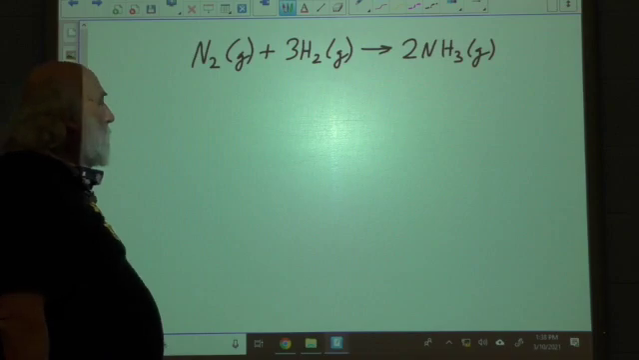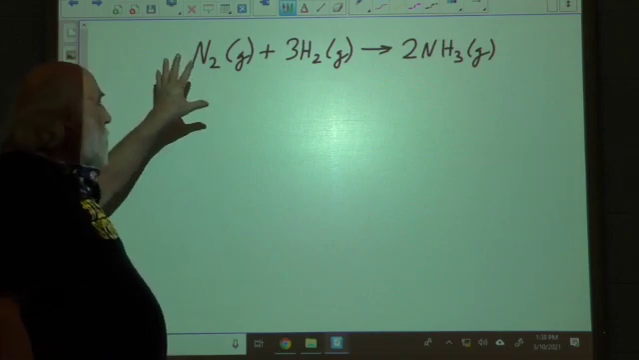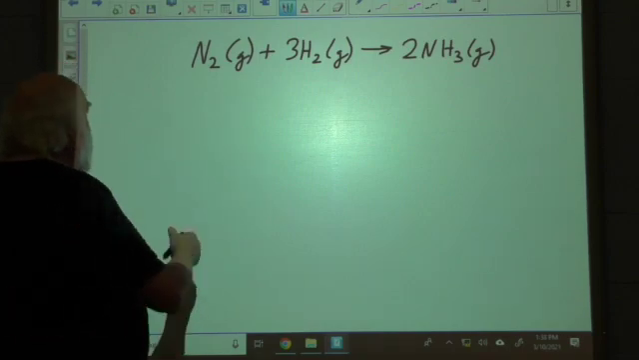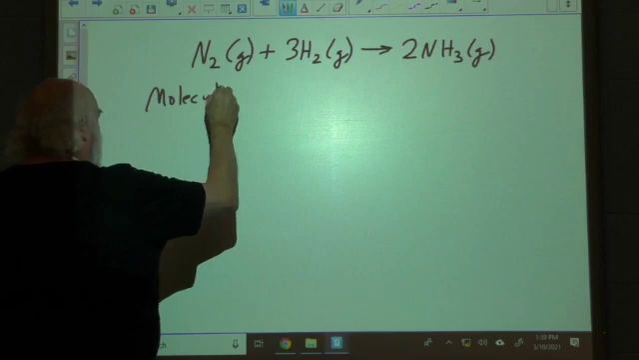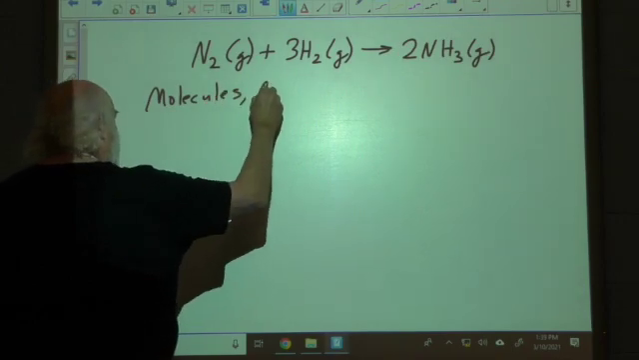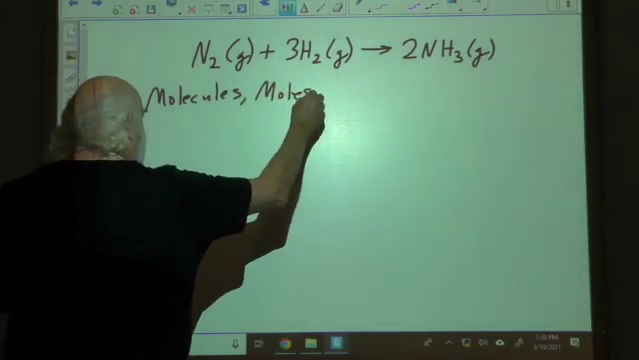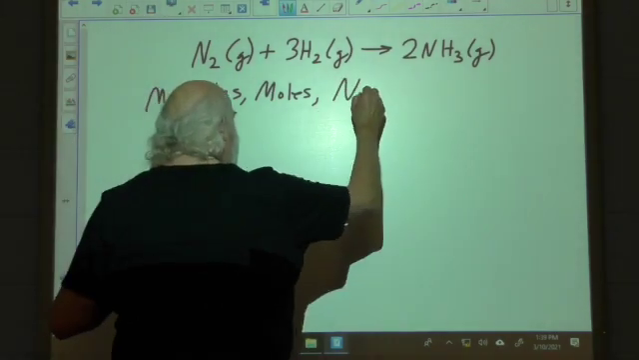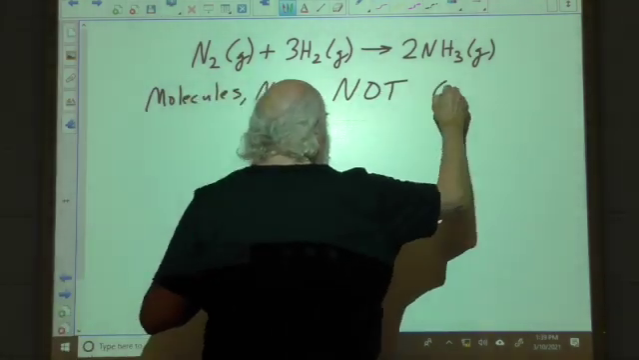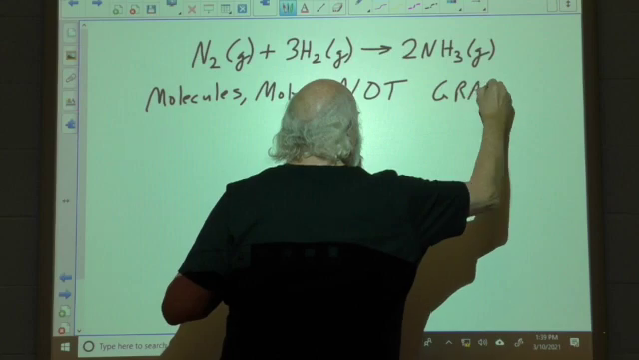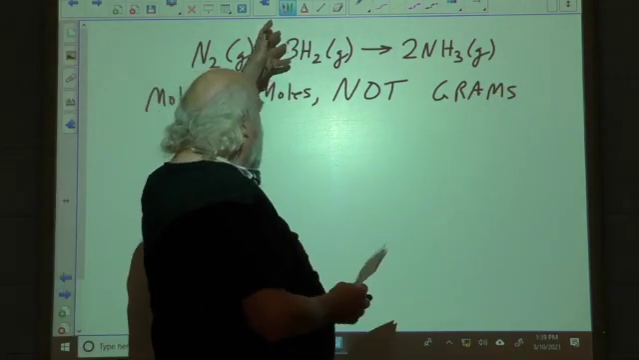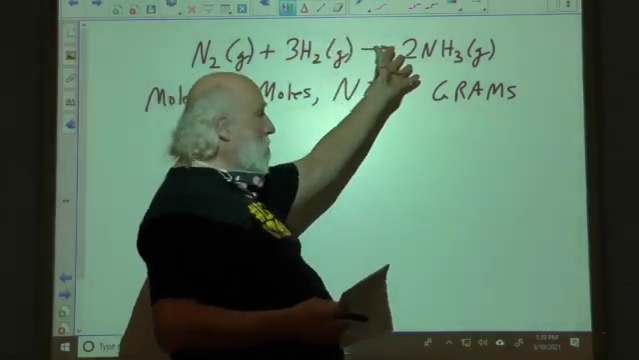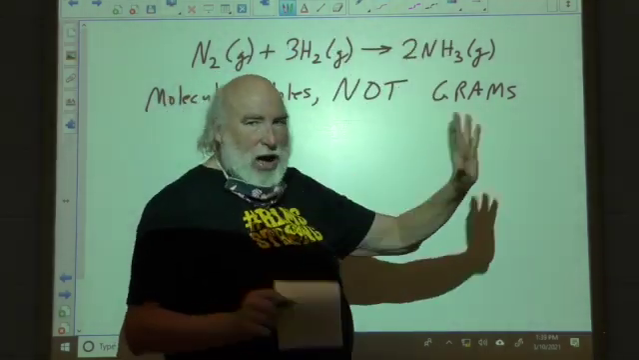Okay? Now, remember, this deals only with molecules, moles, but not grams. This does not say that 1 gram of nitrogen will react with 3 grams of hydrogen to give us 2 grams of ammonia. That is not what it's saying.